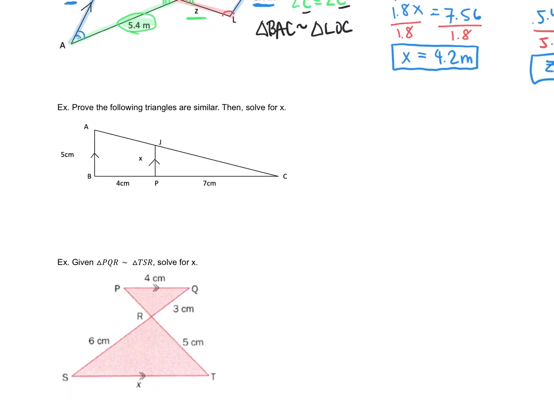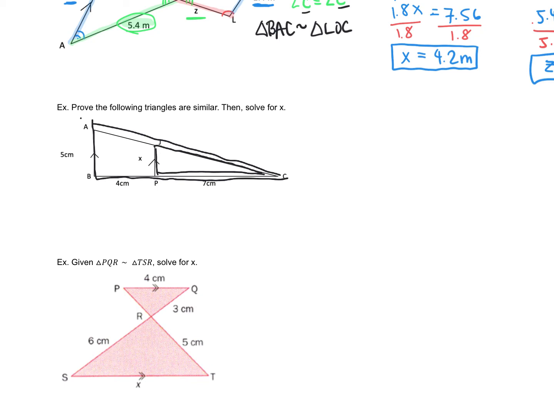And this time we're going to have a triangle within a triangle. So prove that the following triangles are similar, then solve for X. First of all, we need to know what our two triangles are. We have JPC, so this little triangle here, and then we have the big triangle on the outside. Sometimes it's hard to visualize where the two triangles are, but there they are.